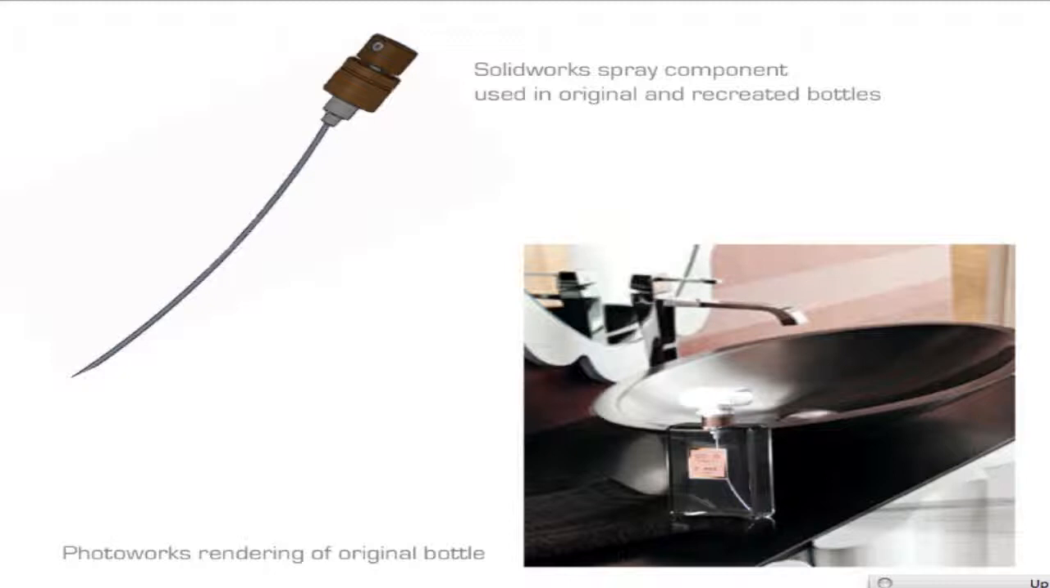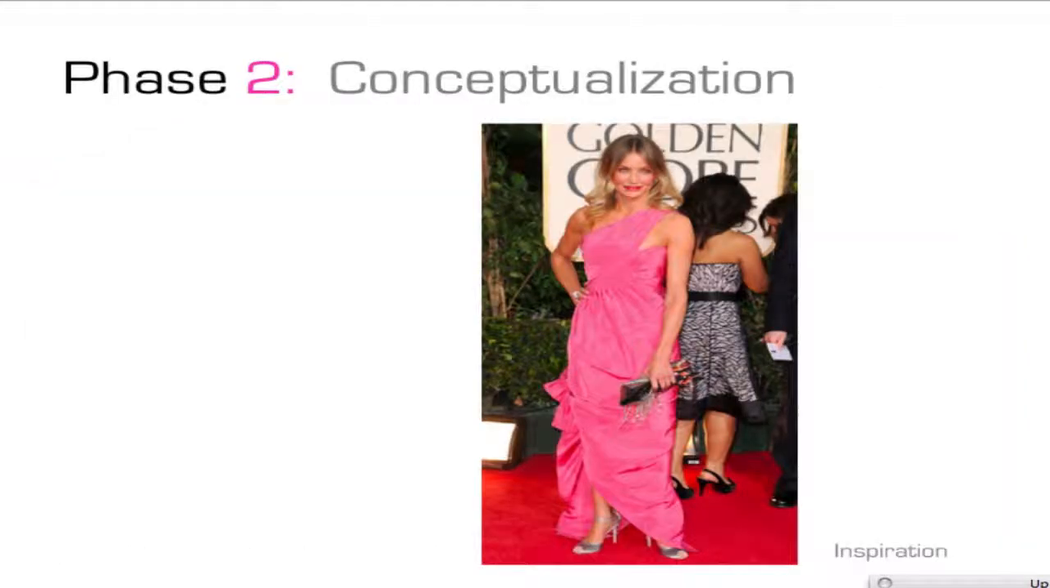So the next phase of the project is to conceptualize a new design. I chose to use a couture Chanel dress worn by Cameron Diaz at the Golden Globes this past year. What I liked about it is that it has a very feminine flowing surface, but it also has the geometric lines that make it look very modern. And those are 2 aspects that I wanted to combine to create the new bottle.